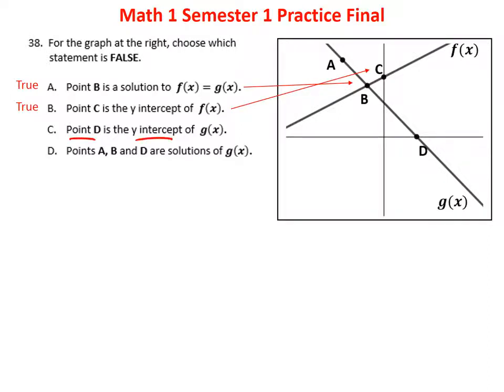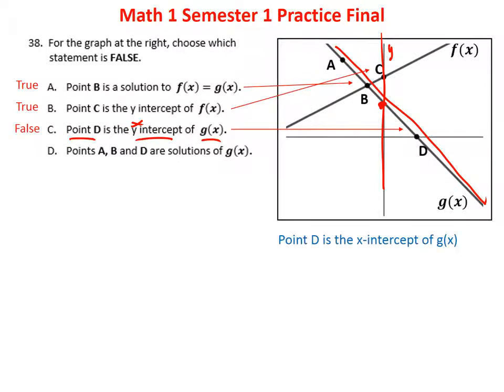Point D, the y-intercept of G. Well, here's G, and the y-intercept is here, right here. It's not D. D is over here. D is actually the x-intercept, not the y-intercept. This one is actually false, and that's going to be our answer. D is the point of the x-intercept, not the y-intercept. So our answer is going to be C.